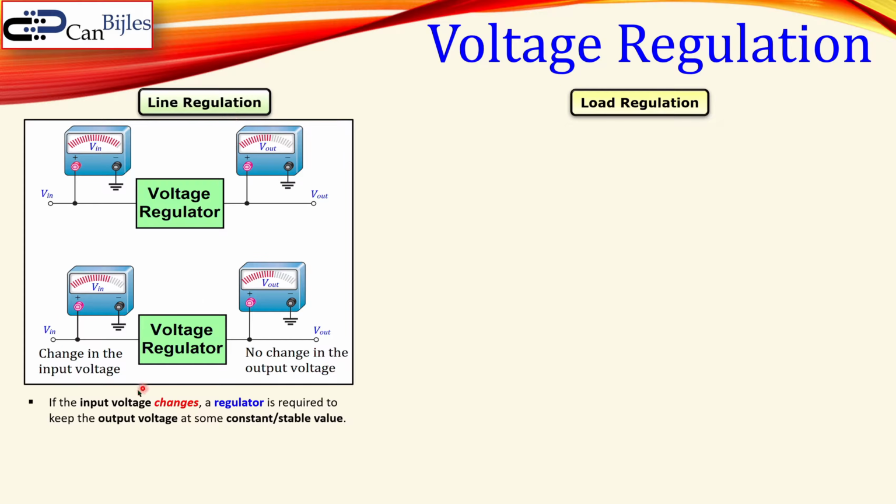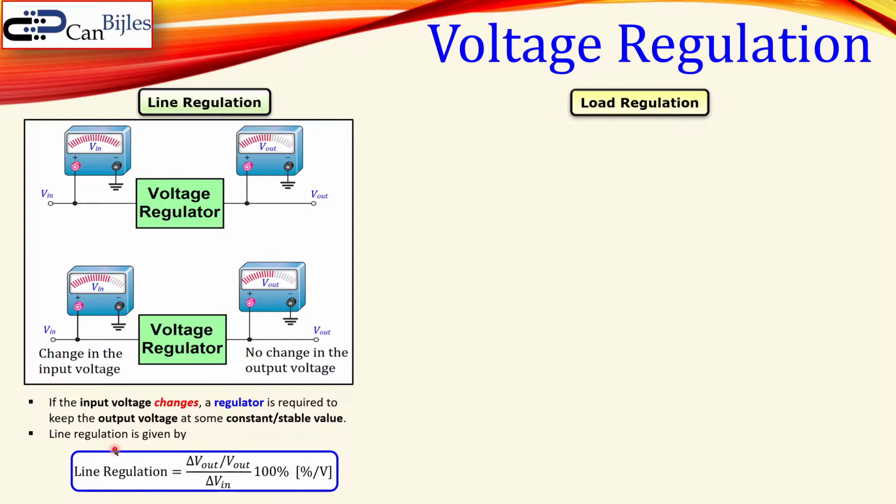So in summary, if we have an input voltage which is changing, a regulator is required to keep the output voltage at some constant or stable value. And there is a formula for that. In order to make that more precise, we can say the line regulation is given by this expression, which is a percentage per volt. So you can see the percentage change in the output voltage divided by the change in the input voltage, times 100%, is then given by this unit. This is a nice expression to look at your line regulation.